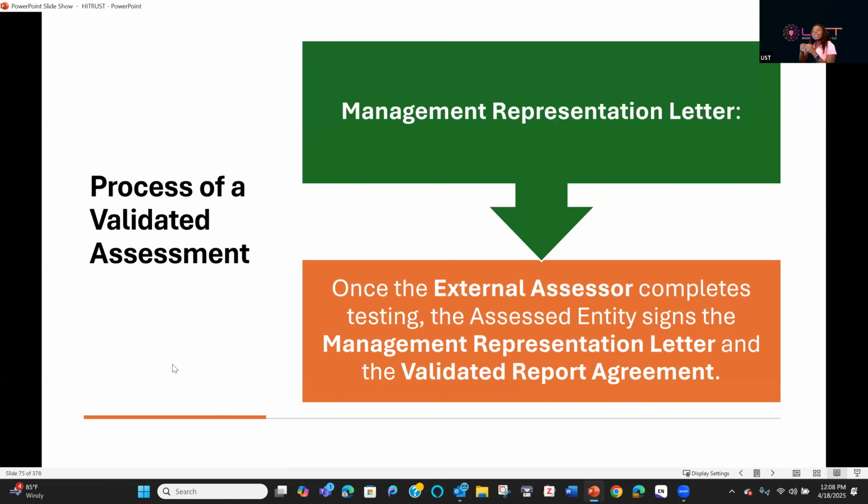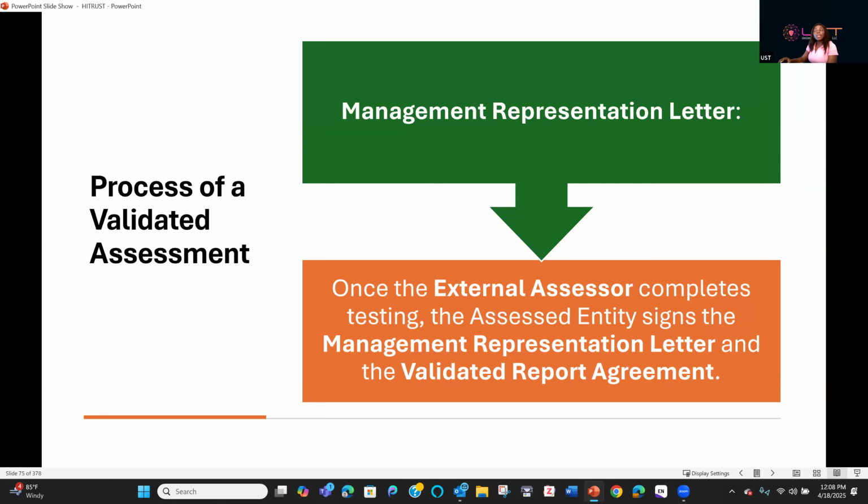Then once the external assessor completes the testing, the assessed entity signs the management representation letter. Remember this step, we do not have that for readiness because we are not dealing with the external validators or assessor. We're still more in-house, trying to see if our system and everything is good. That's what readiness is about, right?